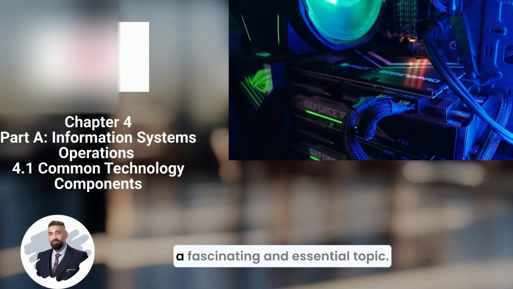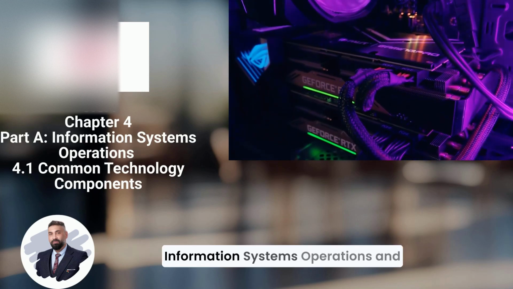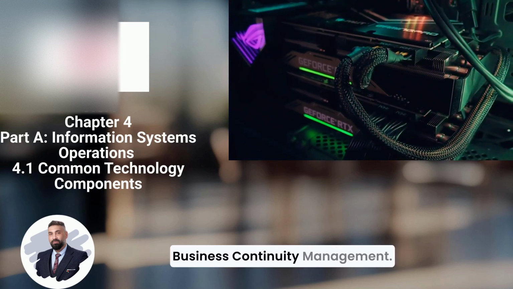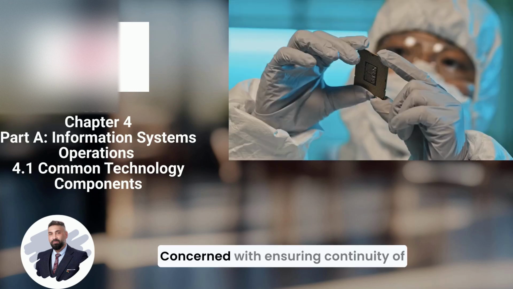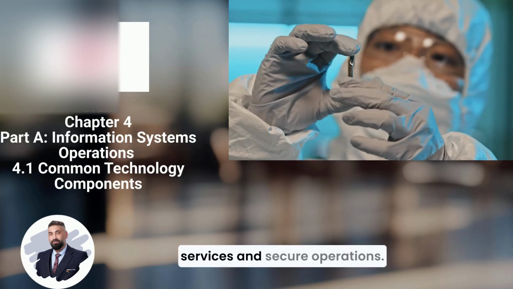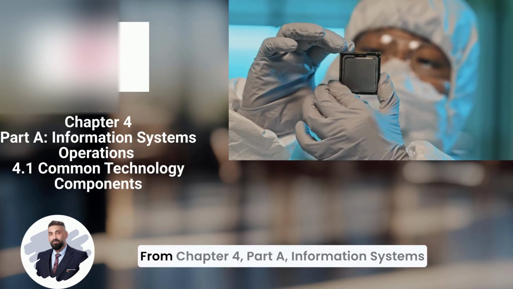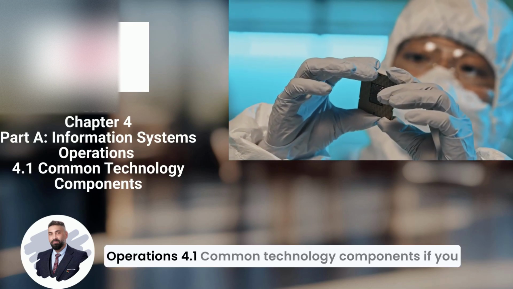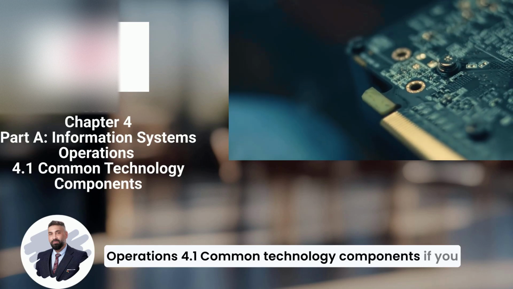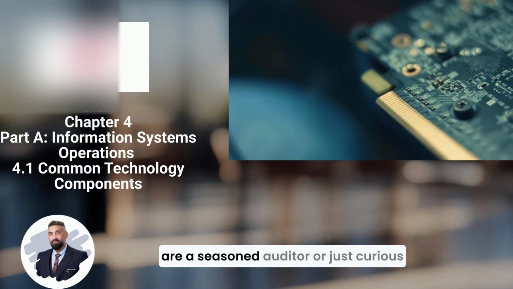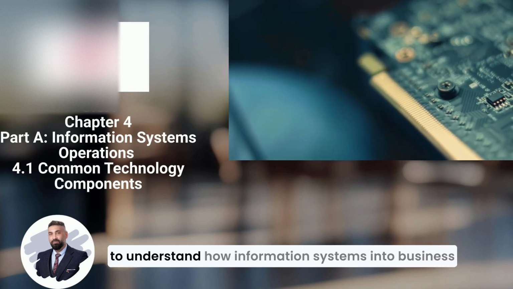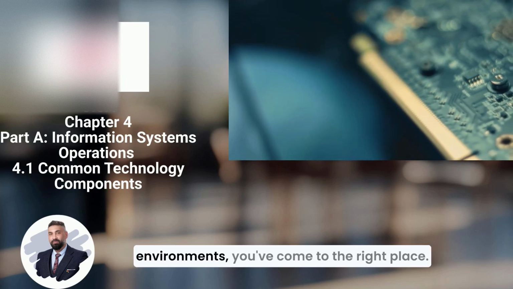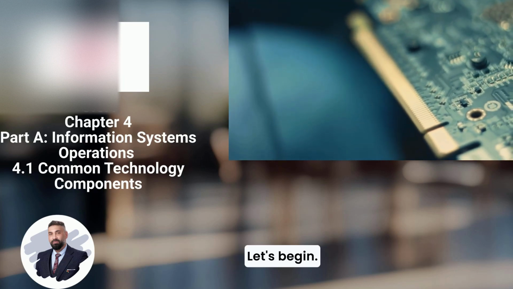Today we're going to dive into a fascinating and essential topic, information systems operations and business continuity management, 26%, concerned with ensuring continuity of services and secure operations. From Chapter 4, Part A, Information Systems Operations 4.1, Common Technology Components. If you are a seasoned auditor or just curious to understand how information systems fit into business environments, you've come to the right place. Let's begin.